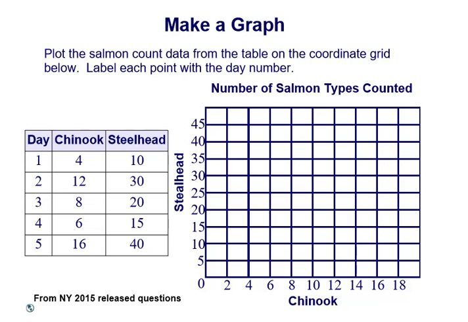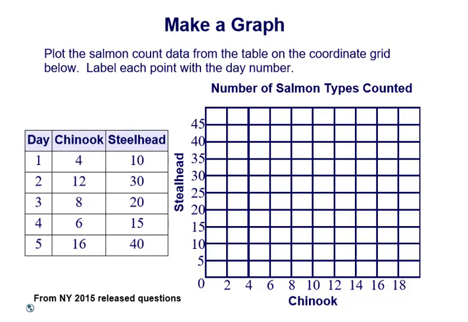Here's a different example. Plot the salmon count data from the table on the coordinate grid below. Label each point with the day number. So we have 3 columns. We have day 1 through 5. We have the amount of Chinook salmon and the amount of steelhead salmon.